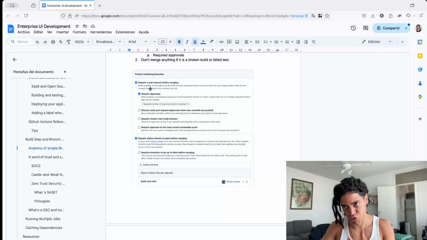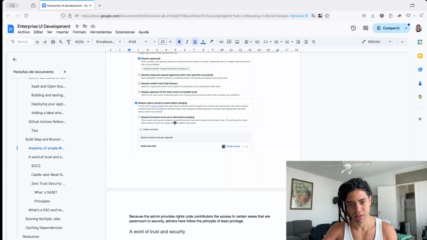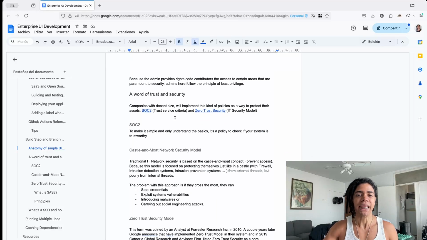So for example, hey, anytime you want to merge something on a PR, before merging I want someone to actually approve those changes and run some tests before merging. Okay, check require status checks to pass before merging, and that's what we looked at here when we hit the break, as a way to understand the policies and security models that are needed and used when you're building these enterprise UI applications.